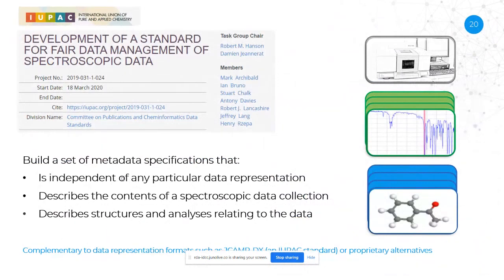One of these is looking at developing a FAIR metadata profile for association with spectroscopic data. The aim of this project is to come up with metadata specifications that don't worry so much about the format in which the data is stored, but make sure that we have the fields we need to describe the contents of that data collection, and importantly, associate the chemical structures that might come of that and analyses relating to that.